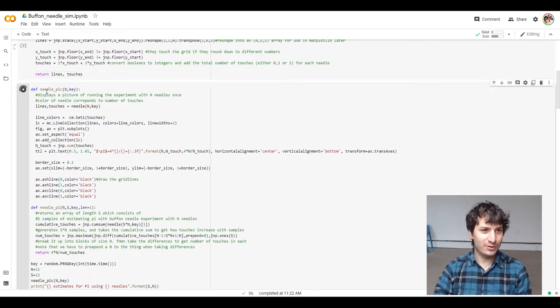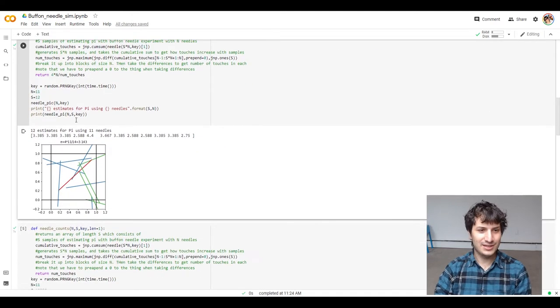And here's the fun one. So this new function, needle pick, what it does is it draws a little picture of what happened. So you can see here's one experiment, and I'm throwing 11 needles in this one. So just like I did in the video, and it color codes them. So blue needles, those ones have touched exactly once. So all these blue ones have exactly one touch. Green ones have two touches, so they cross two grid lines. And red ones have zero touches.